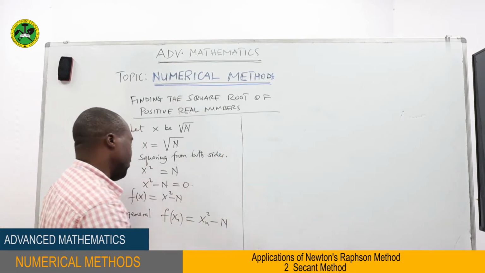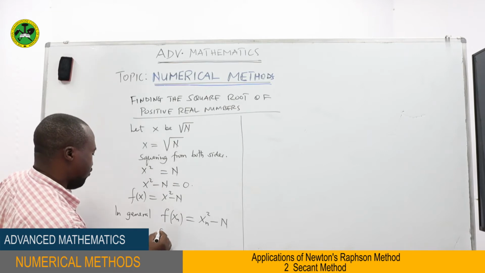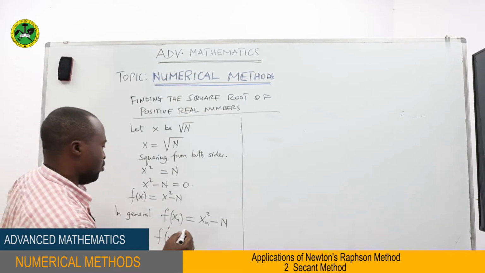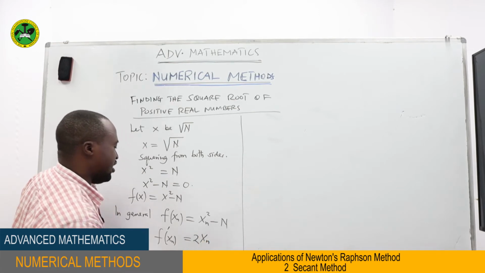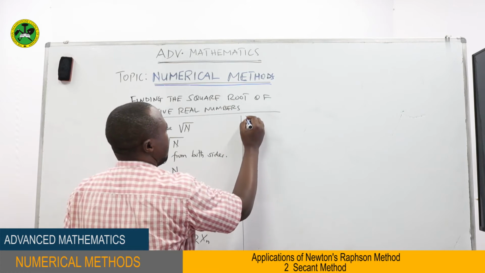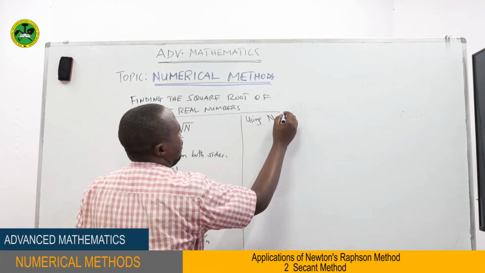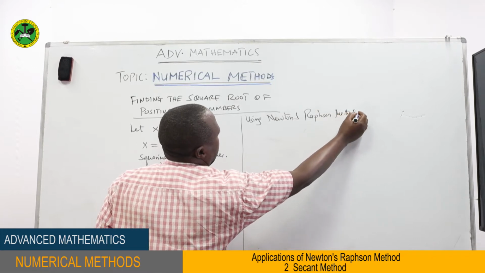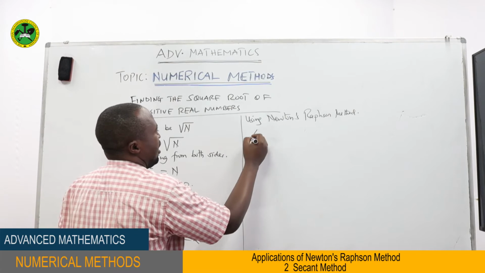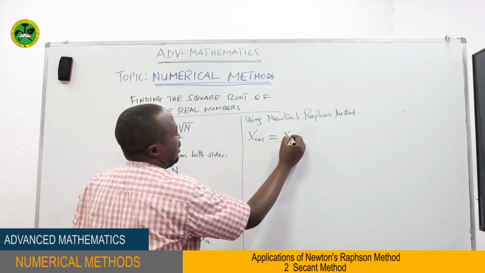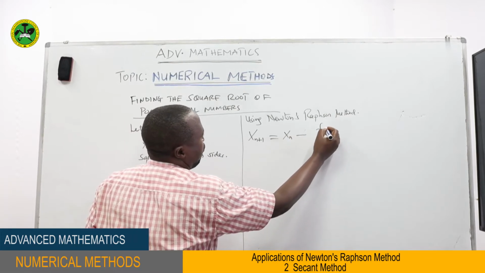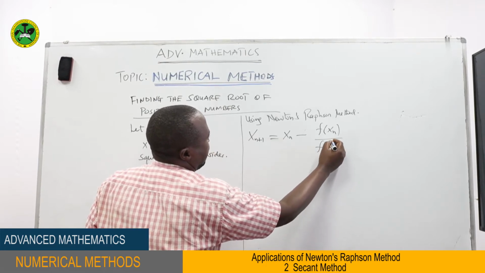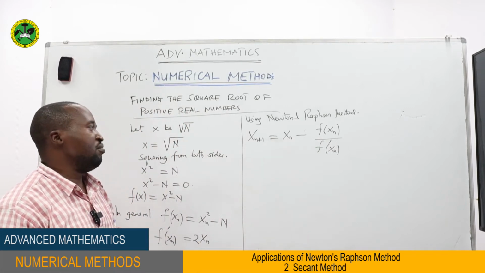Now let us find the derivative of this function. That is f dash of xn. The derivative of our function will be equal to 2xn. Now using Newton's Raphson method, the method states that xn plus 1 is equal to xn minus f of xn over f dash of xn. That is Newton Raphson method.